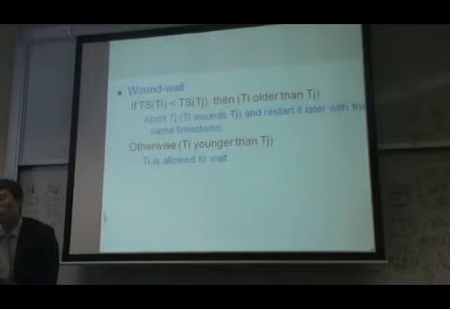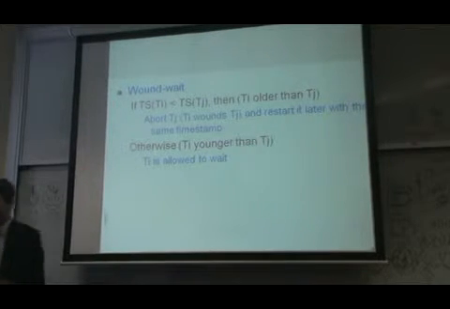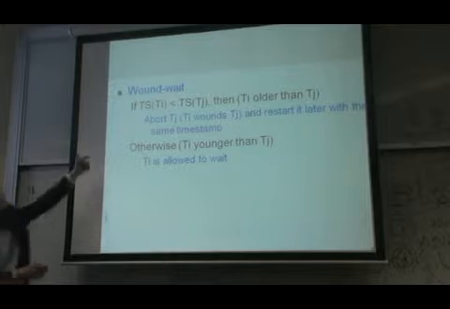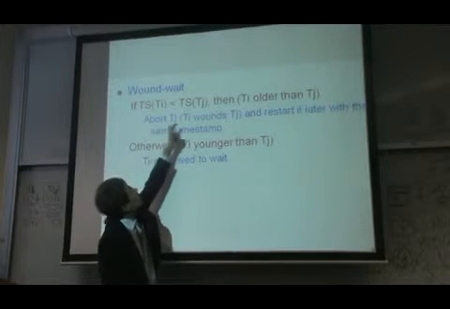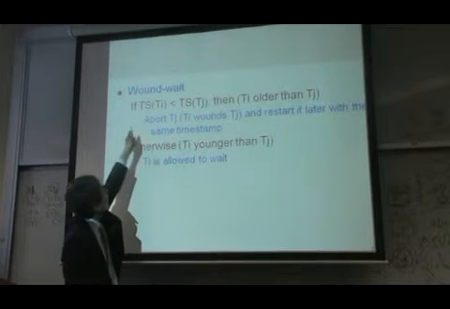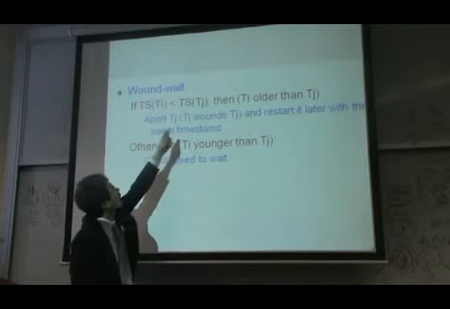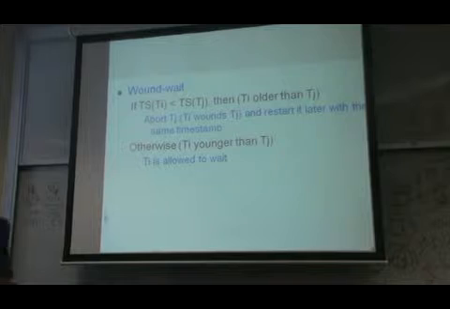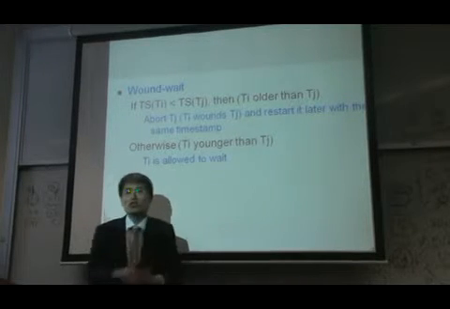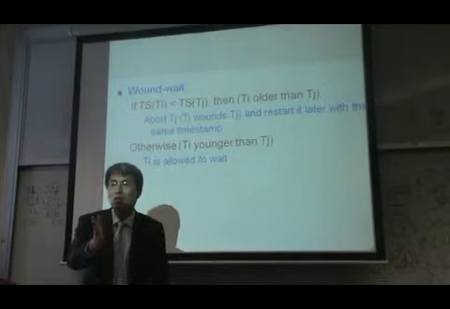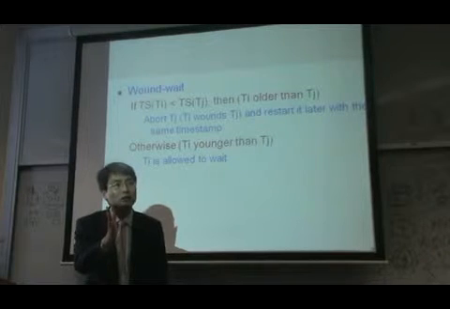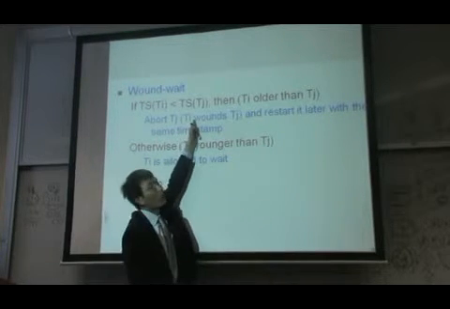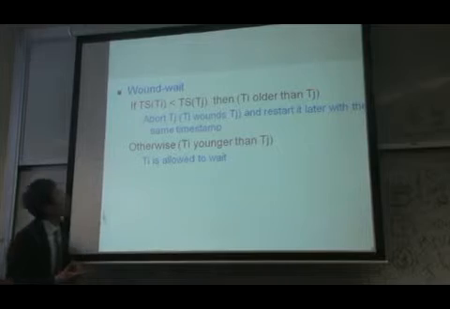Okay. However, wound-wait is a little bit different. So TI started first and TJ the next. Then TI requests, followed by the TJ next. Then at this time, we first terminate the later, younger one. Okay. Then clearly we solve the problem.